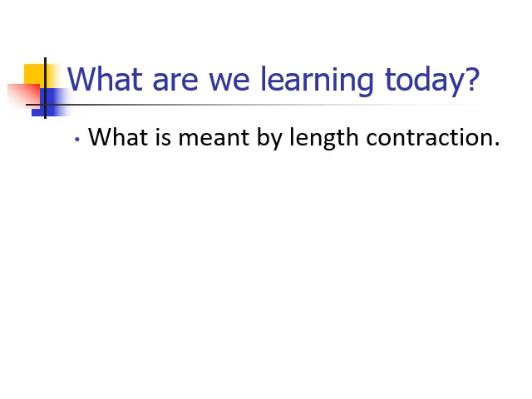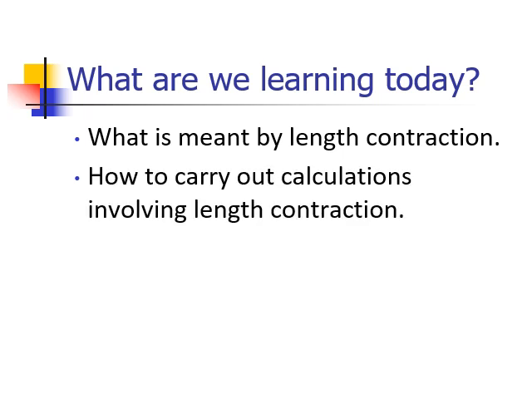So from the point of view of higher physics, you need to know what is meant by length contraction: the shortening of length, to a stationary observer, of an object that is moving at large speeds. And you need to be able to use the relationship to work out the length contraction.